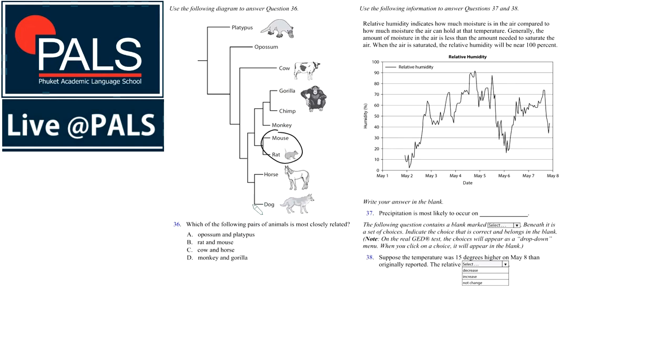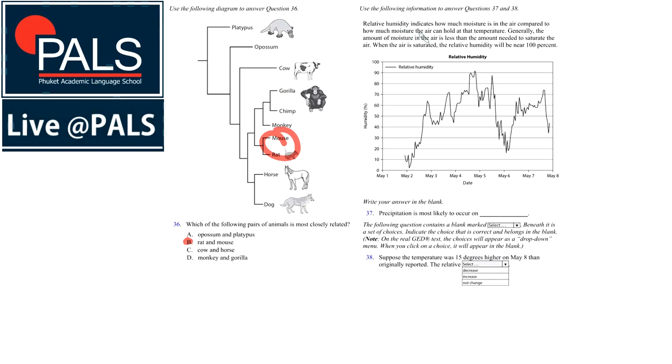Cow and horse. Horse is here, cow is here, so a couple of links away from each other. Monkey and gorilla. So we have the gorilla here together with the chimp, but the monkey is one further step away, so that should definitely be the mouse and the rat. Answer B. 37 and 8, based on the information that we see here.